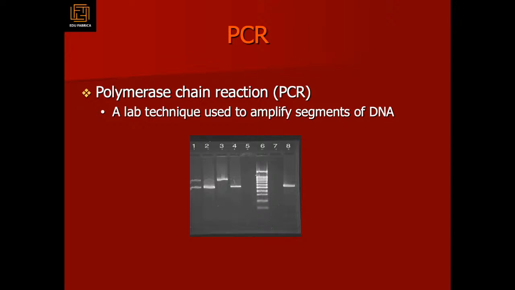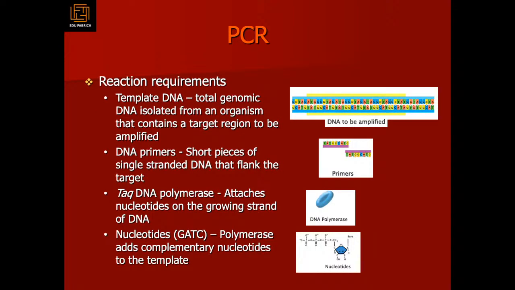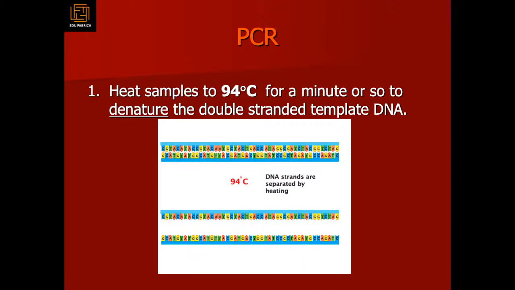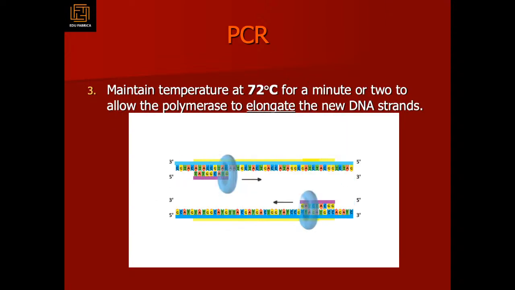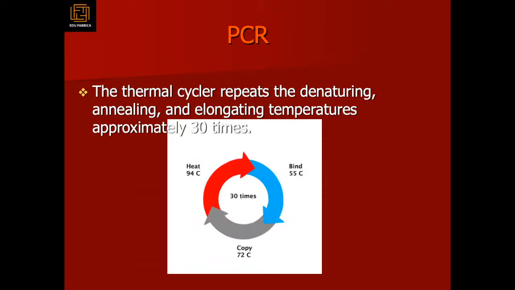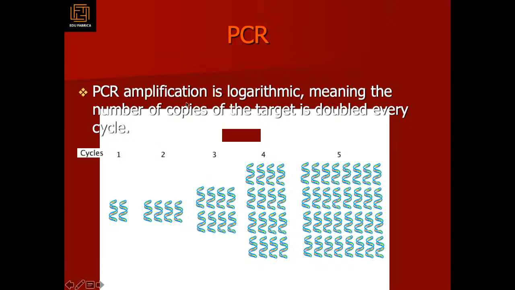And this is PCR, a lab technique to amplify your DNA fragments. We discussed this in our first lecture, so I will not repeat it. You have the DNA to be amplified, primers, DNA polymerase, and nucleotides. For PCR, you heat your sample at 94 degrees Celsius, then anneal at 50 to 60 degrees Celsius, then maintain the temperature at 72 degrees Celsius for a minute. The thermal cycler repeats these cycles 30 times: 94, 55, 72. PCR amplification is logarithmic, meaning the number of copies of the target is doubled every cycle.